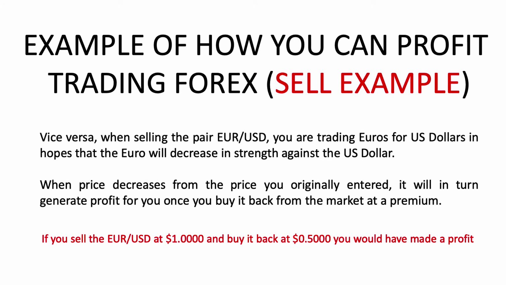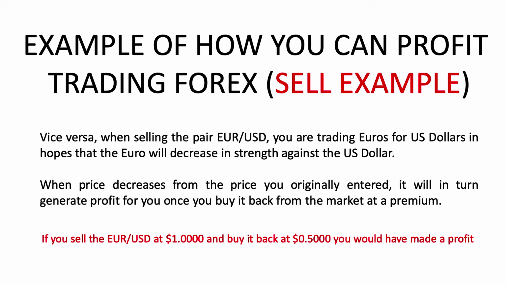An example of selling a currency and making profit is very similar to the buy example, except you're going to be doing the opposite. So when selling the pair Euro-USD, you're trading euros for US dollars in hopes that the euro will decrease in strength against the US dollar. When price decreases from the price originally entered, it'll in turn generate a profit for you when you buy it back from the market at a premium.